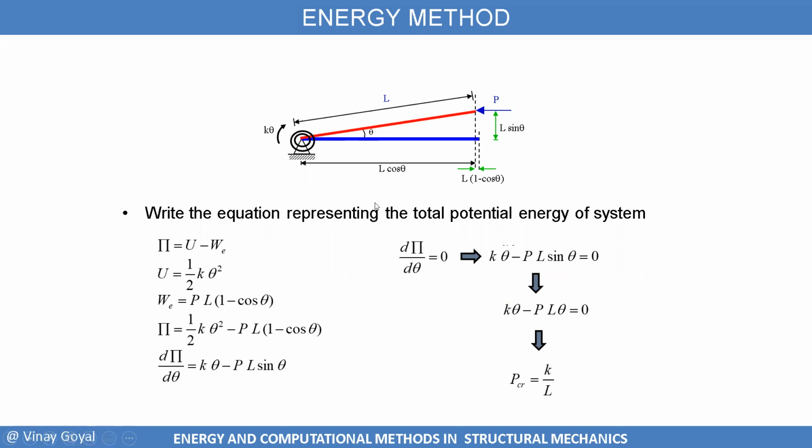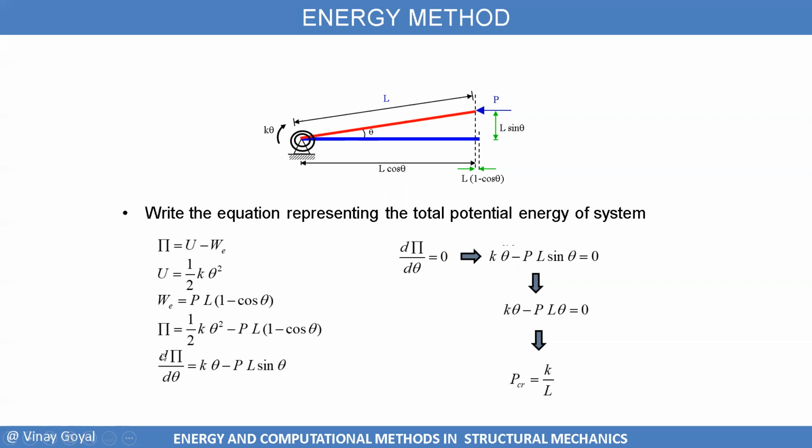And I hope you can see that that's L times 1 minus cosine theta, because when the bar is straight, that's L, but when the bar moves up, this distance here is L minus L cosine theta. So that small little sliver here is P times that little sliver, which is L times 1 minus cosine theta. So Pi is 1/2 k theta squared minus PL times 1 minus cosine theta.